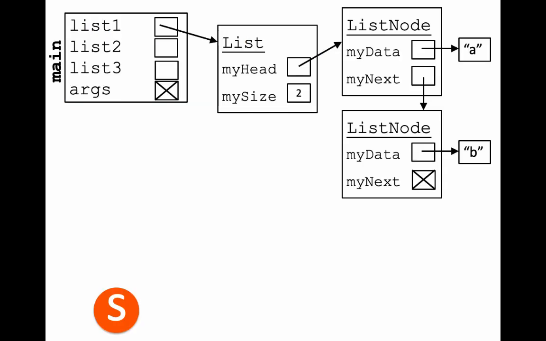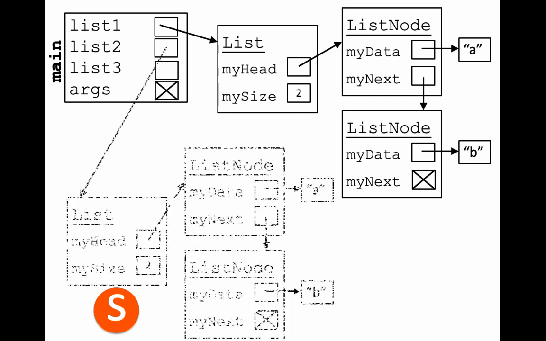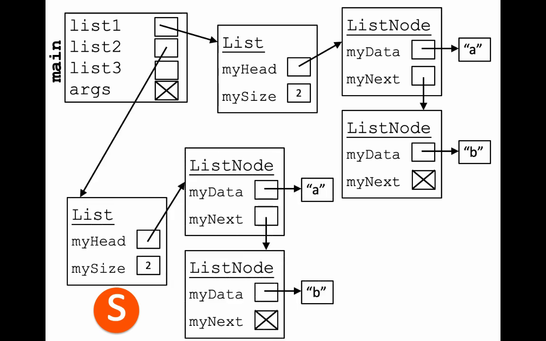Okay, so based upon that code, we've got list 1, which is the list with A and B in it. Then list 2 is another list that has A and B in it. It's not identical because they're actually separate lists. And then list 3 references the same thing as list 2 references. So those two variables are going to be identical, or equal equals.